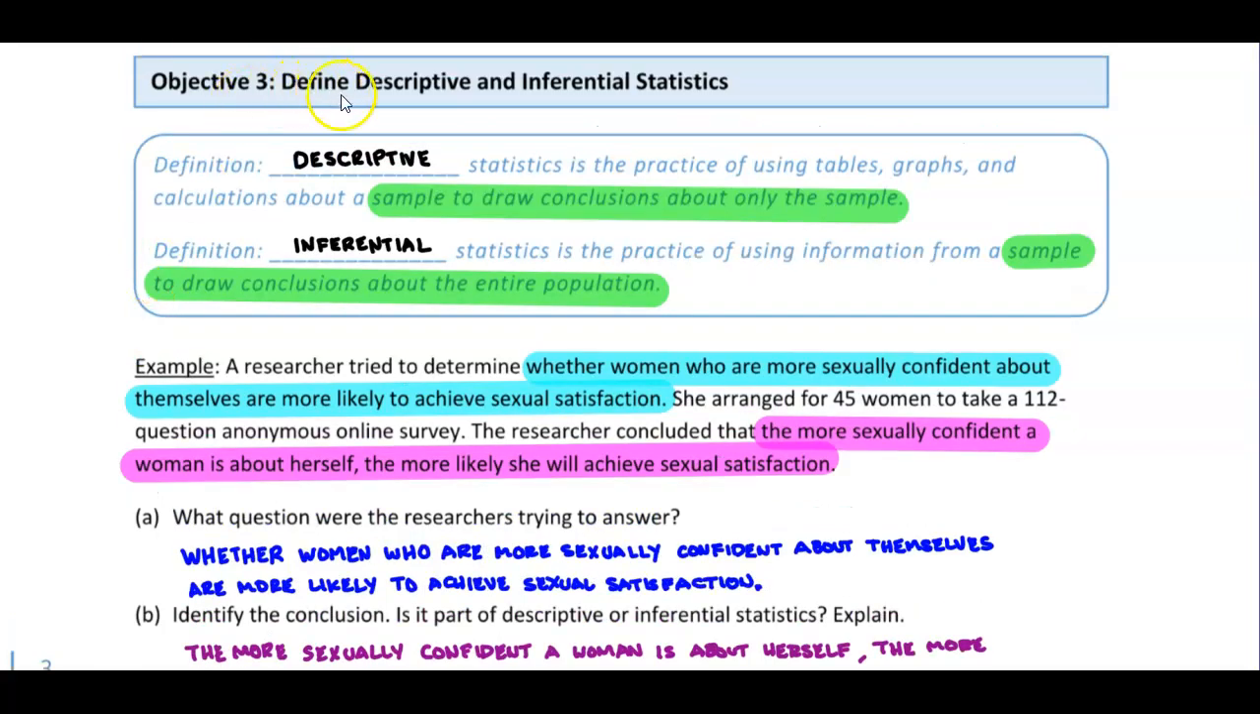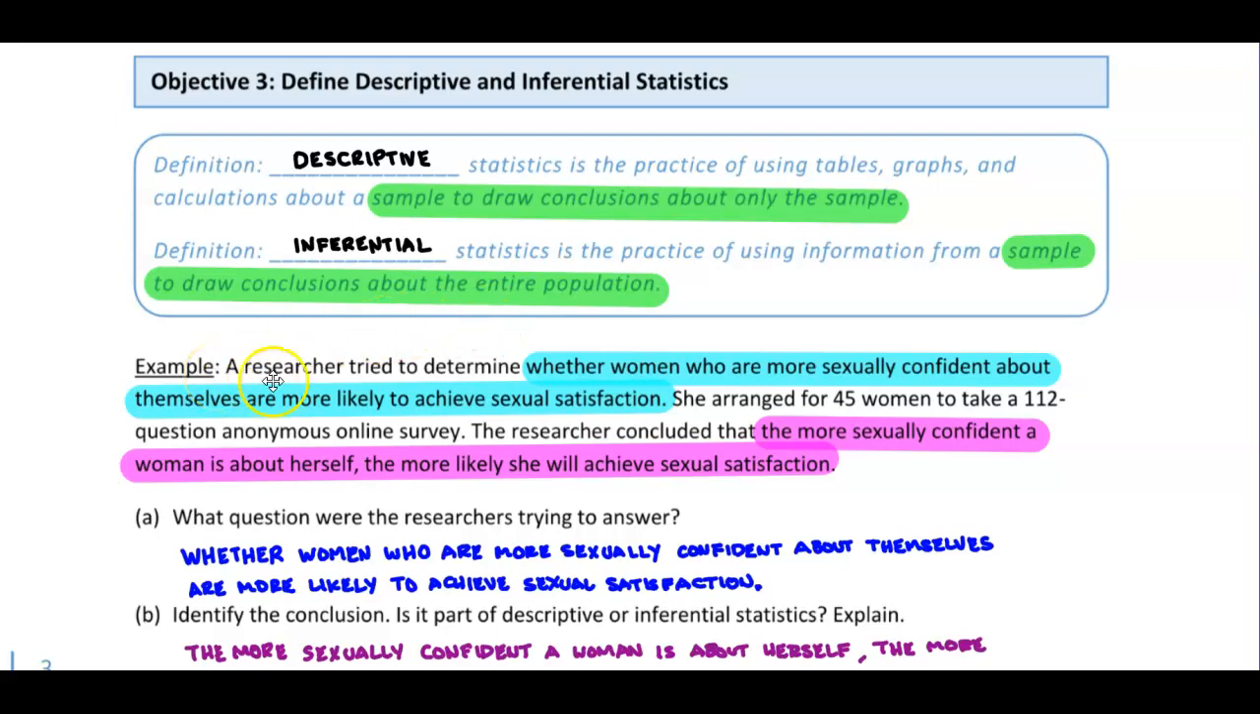Objective 3. Define descriptive and inferential statistics. Descriptive statistics is the practice of using tables, graphs, and calculations about a sample to draw conclusions about only the sample. Inferential statistics is the practice of using information from a sample to draw conclusions about the entire population.